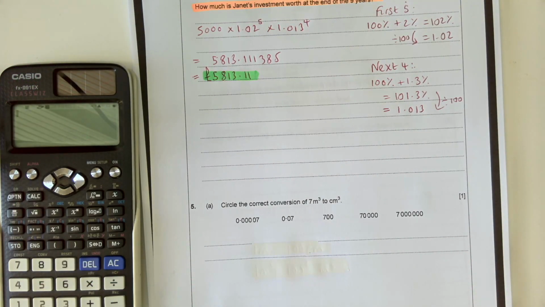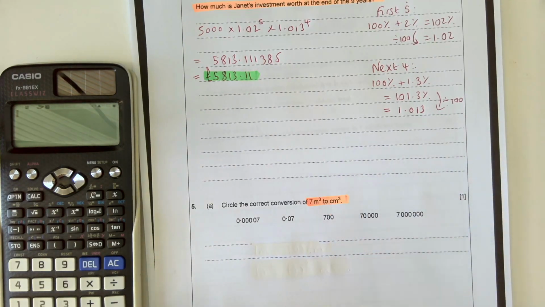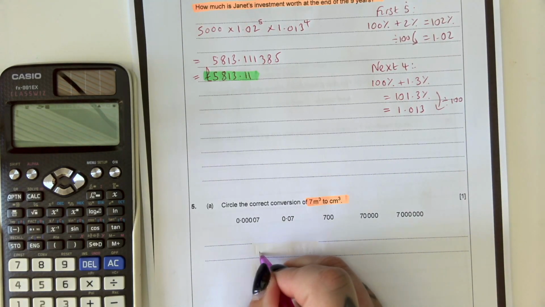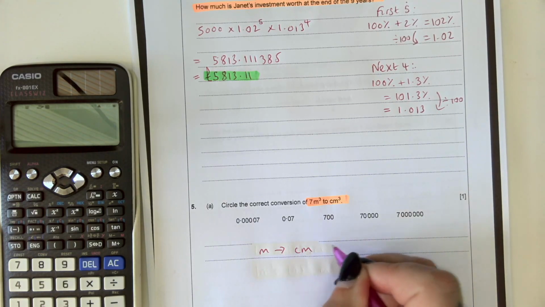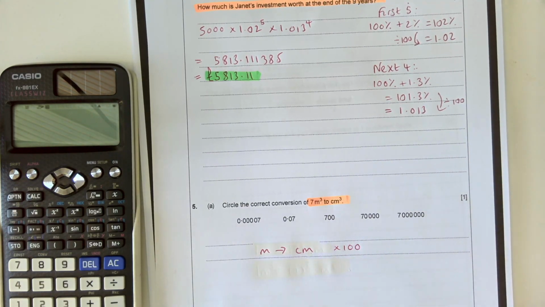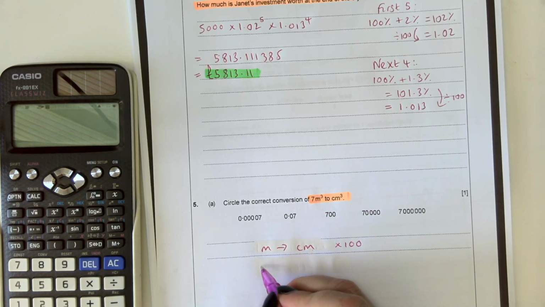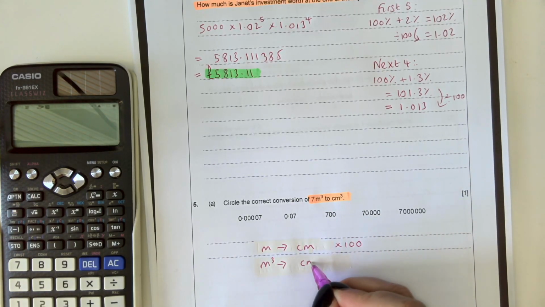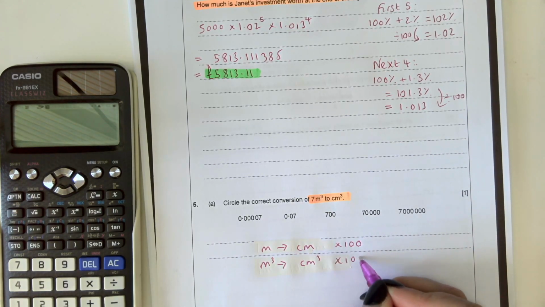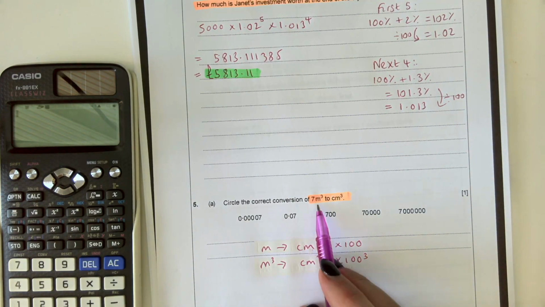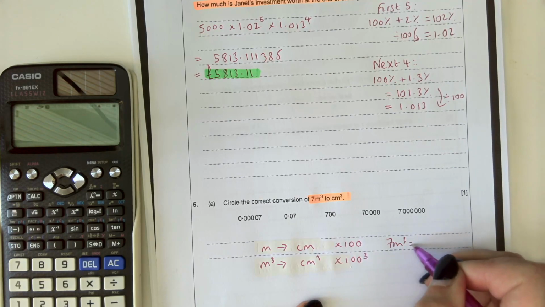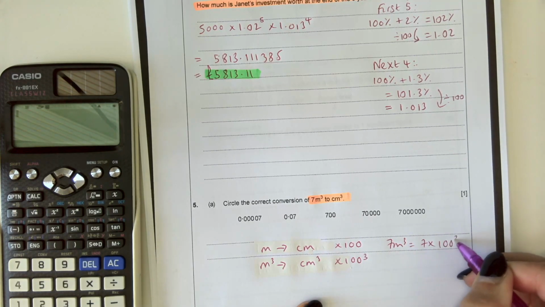(5A) Circle the correct conversion of 7 meters cubed to centimeters cubed. Okay, so if we were going from meters to centimeters, we would multiply by 100. Here we're going from meters cubed to centimeters cubed, so we need to multiply by 100 cubed. That's the important thing here. So 7 meters cubed equals 7 times 100 cubed.